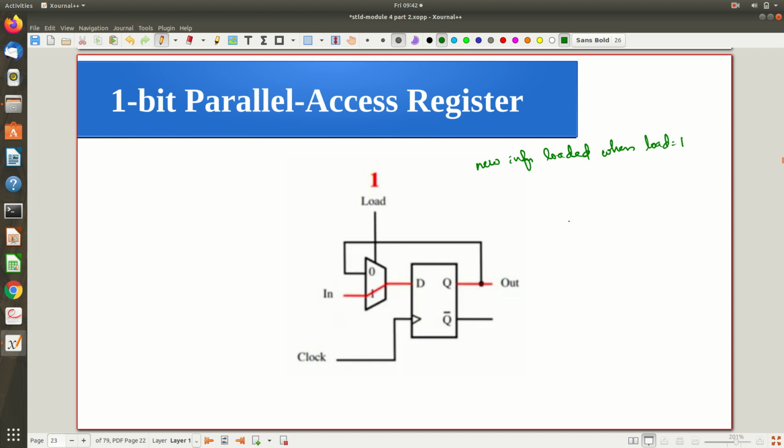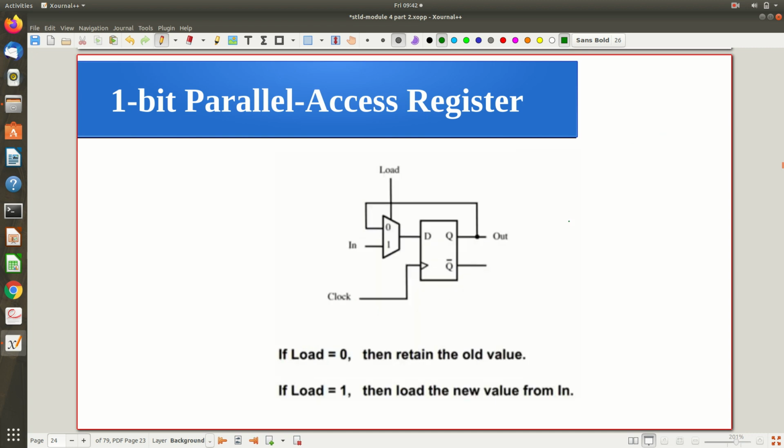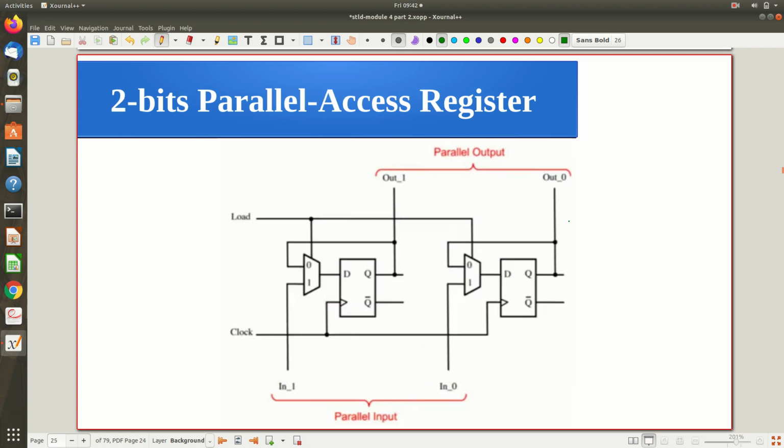So that is how I want the circuit, right? So that's all. Load is equal to 0, then retain the old value, load is equal to 1, then load the new information from the external source. Now the same concept you can extend as a 2-bit parallel access register. The same circuit you have to take 2 copies of, right? So something like this. The same first D flip-flop, this load I am applying the same way as the select line for the mux of both.